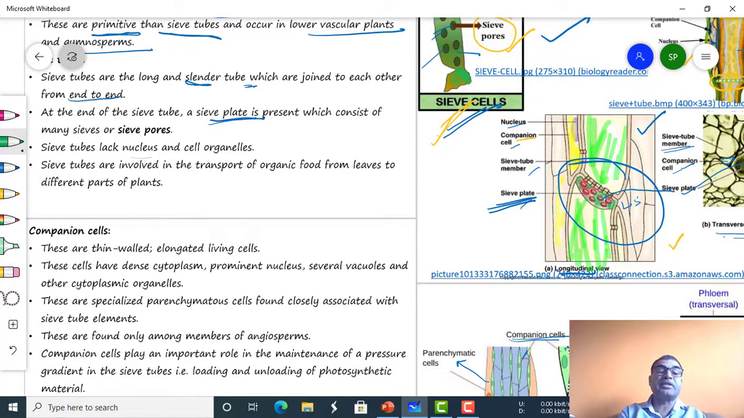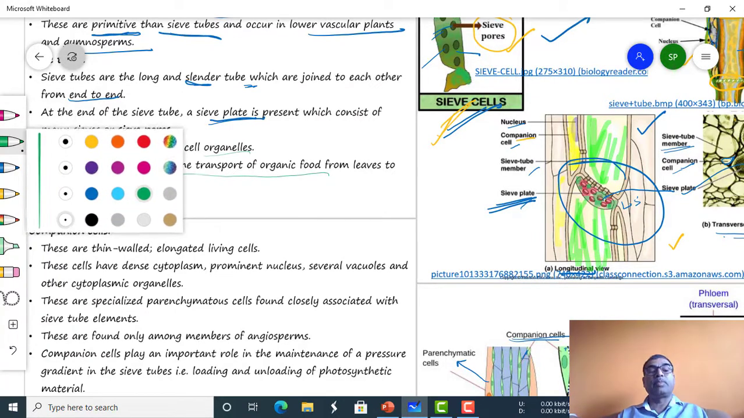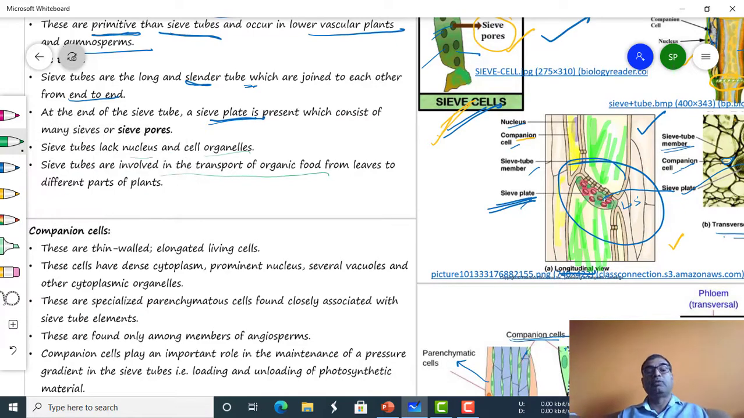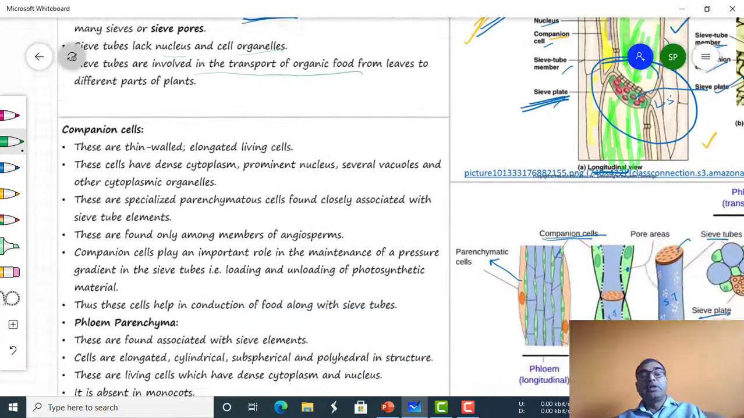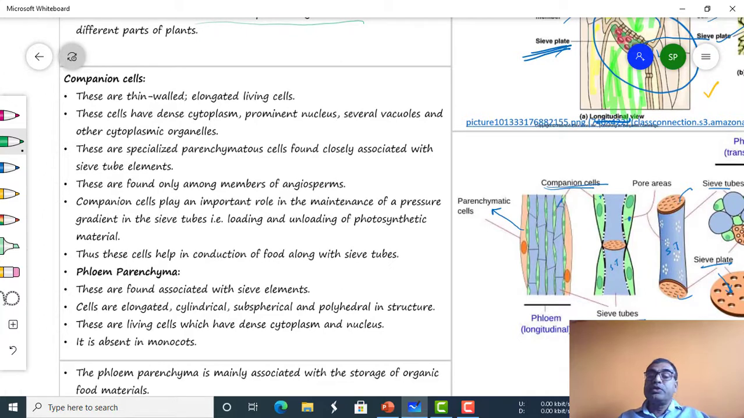Nucleus is absent as well as other cell organelles in the sieve tube. Sieve tubes are involved in the transport of organic food from leaves to different parts of the plant. Let us talk about the companion cell. Which are the companion cells?